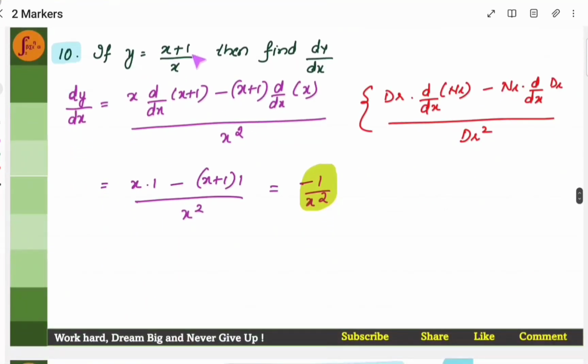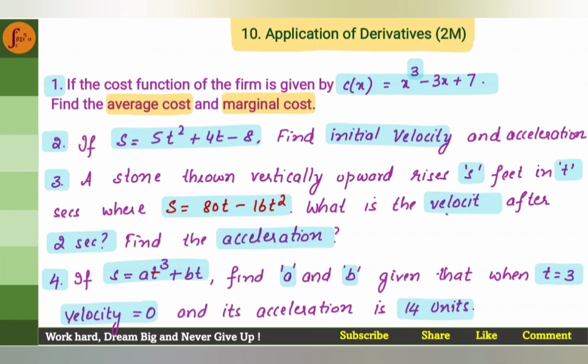Here, y is equal to x plus 1 by x. Now what do you do? Here you have to put the division rule. What is the division rule? Denominator into derivative of numerator minus numerator into derivative of denominator, by denominator square. And find the derivative. Next topic, application of derivatives. This is a list of different types of problems that you may want to practice.